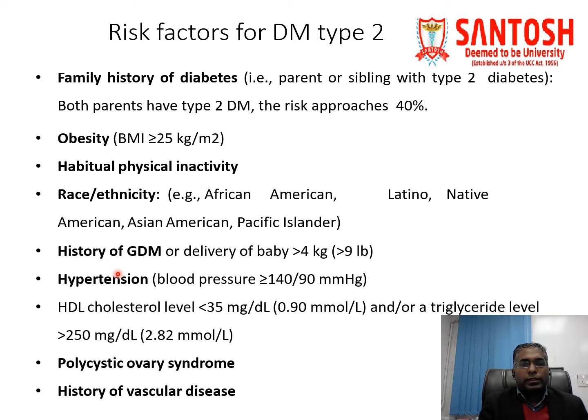If there is a history of GDM or delivery of a baby of more than 4 kg in a female, she becomes at risk for developing diabetes. Hypertension, if the BP is more than 140 by 90, HDL cholesterol level less than 35, or TG level more than 250 are also risk factors of diabetes mellitus. Polycystic ovarian syndrome and history of vascular disease are all risk factors of type 2 diabetes mellitus, which we all should know.